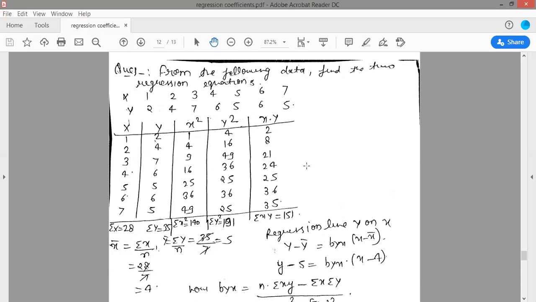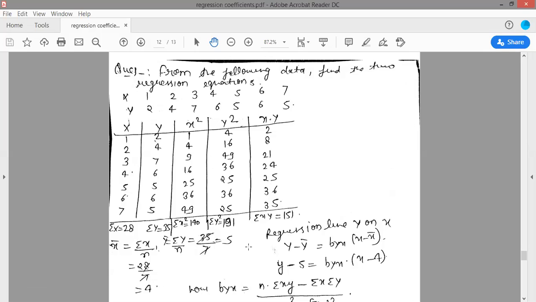So we need x bar, the mean of series x, and y bar, the mean of series y. So x bar will be summation x upon n, y bar will be summation y upon n. So just find x bar, y bar. Now we know that regression line y on x is y minus y bar is equal to byx into x minus x bar, right? So we have x bar, y bar, but we don't have byx.